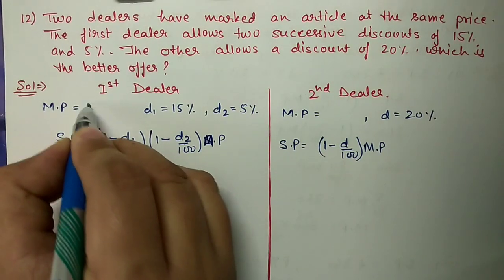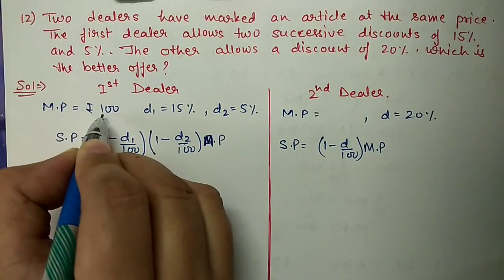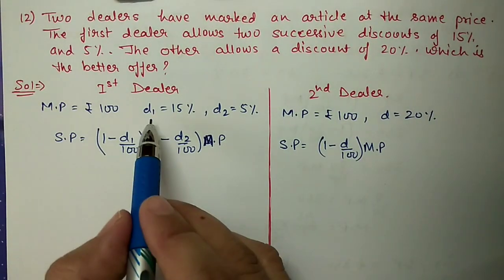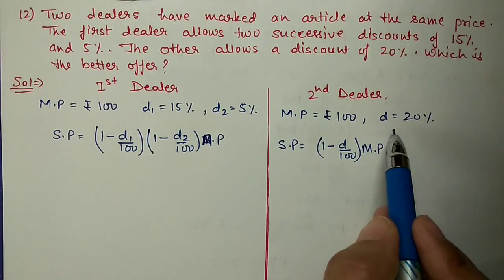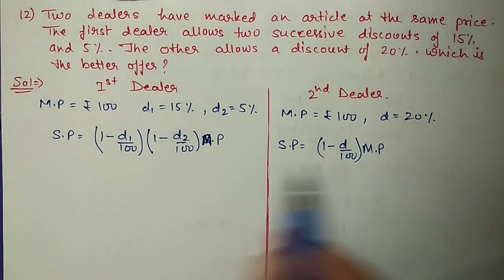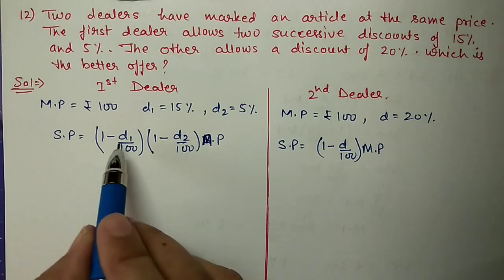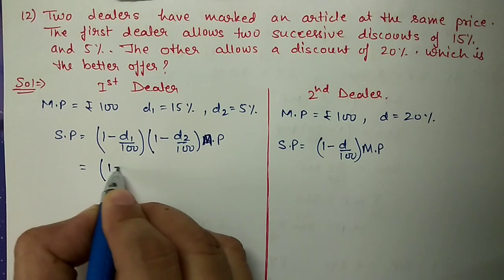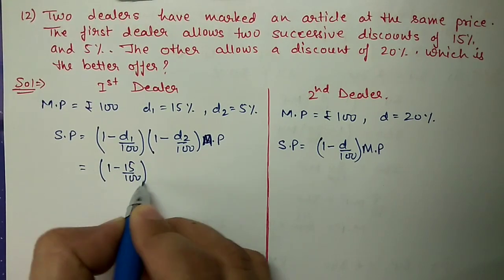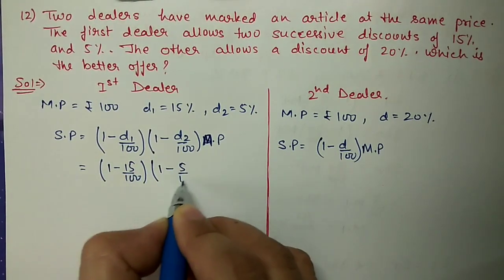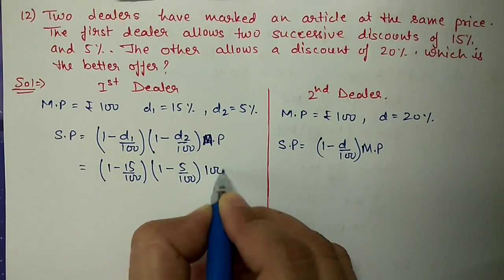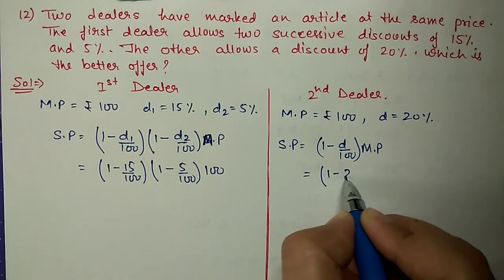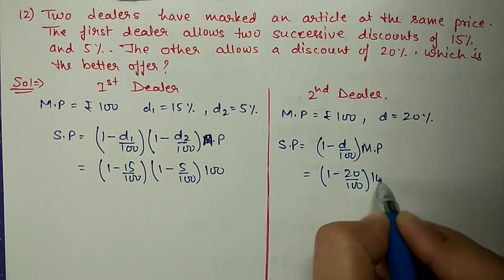So, we can take it as 100. Suppose the first dealer has marked 100 rupees, and the second one has also marked 100 rupees. The first dealer has given two discounts and the second one has given only one discount, 20%. So, for the first dealer we will use this formula because here we have two discounts. Substitute values: (1 minus 15 by 100) and (1 minus 5 by 100) into 100. In the second one, substitute values here: (1 minus 20 by 100) into 100.